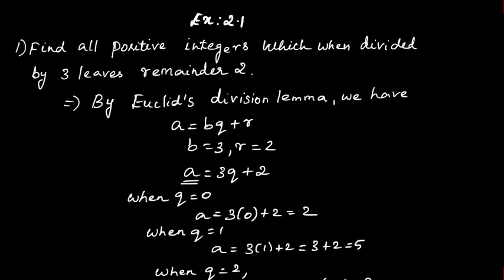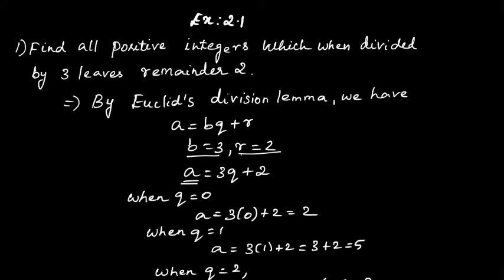Exercise 2.1, first question. Find all positive integers which when divided by 3 leaves remainder 2. So by Euclid's division lemma, we have a is equal to bq plus r. So they are saying you are dividing the positive integer by 3. So b value is 3 and you get a remainder to be 2. So r is equal to 2. So substitute b is equal to 3 and r is equal to 2 in your Euclid's division lemma, that is a is equal to bq plus r. So when you substitute there, you will get a is equal to 3q plus 2.